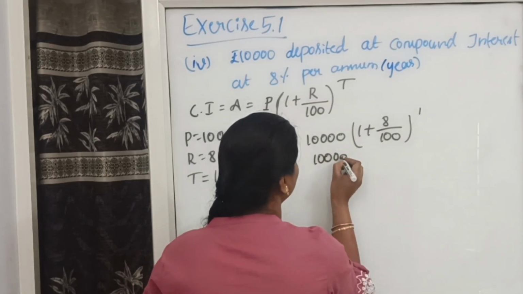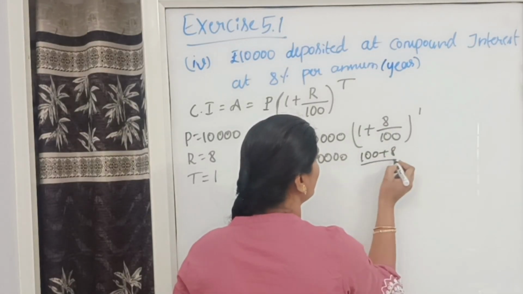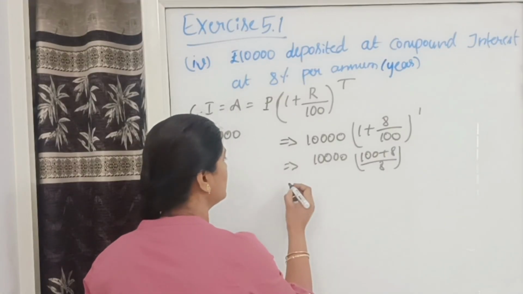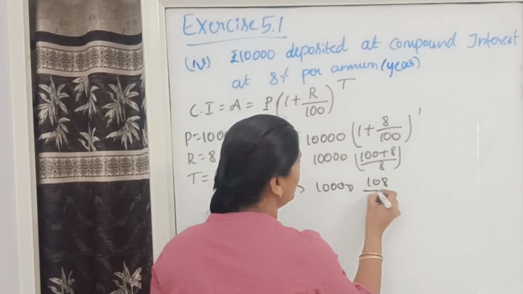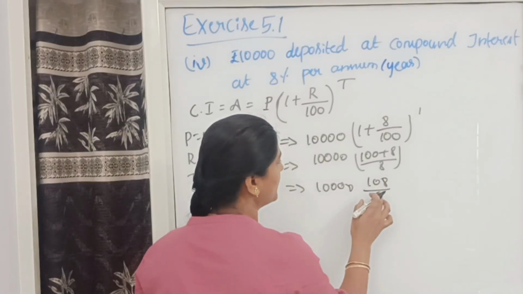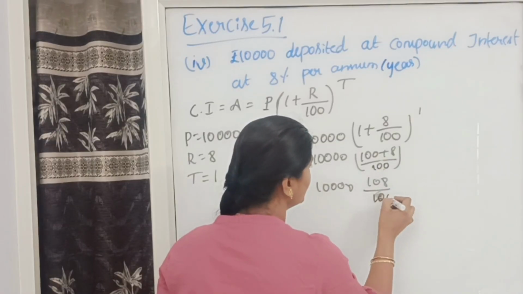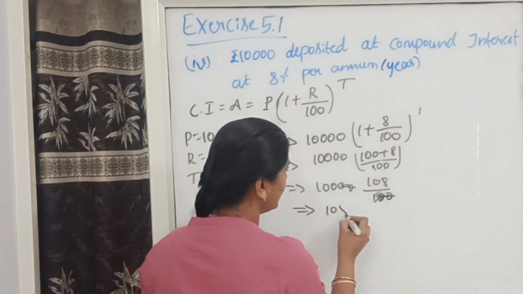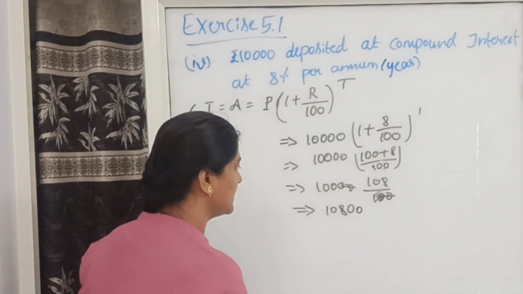So 10,000, taking the cross multiplication, 100 plus 8 whole divided by 100. The 1 means nothing, we can ignore the power. So 10,000 into 108 divided by 100. 100 gets cancelled, the leftover is 108 into 100. So this is the first year amount.